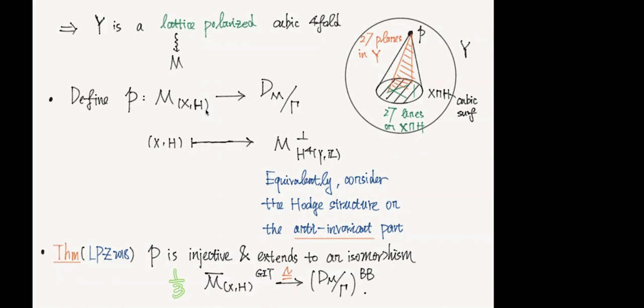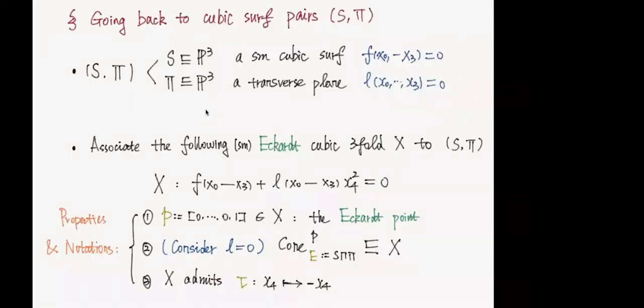Okay, let me continue. So the idea for studying these cubic surface pairs, one dimension lower, is quite similar to the construction before. Specifically, we have a cubic surface and a plane. Let's say the equations are given by F equals 0 and L equals 0. F is a cubic form, L is a linear form. Then we also associate a cubic threefold X to such a pair. The equation is of the same form.